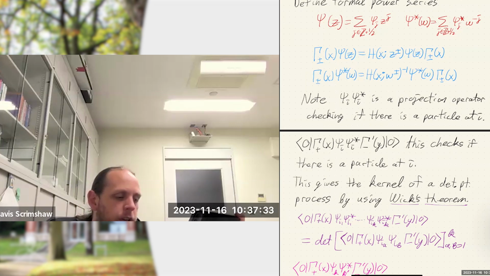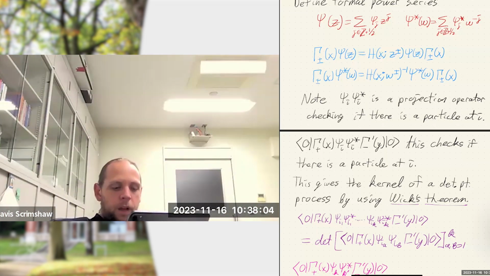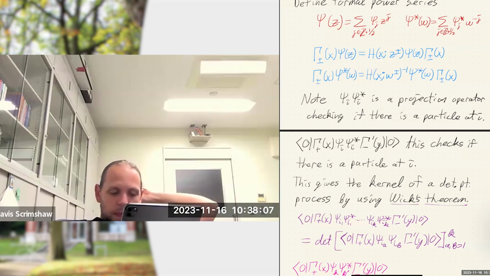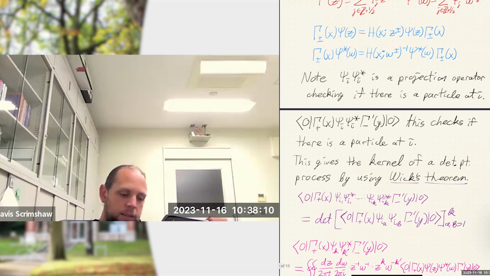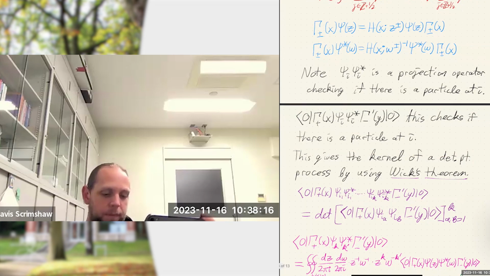Well, if we look at psi I with psi I star, what we end up with is a projection operator if there's a particle at site I. So if we apply this to any ket lambda, it is 0 unless there's a particle at site I, because it deletes a particle at site I and then adds it back in. If there is no such particle, then the psi I star would act by 0, and so the operator acts by 0. And so, as this says here, this formula is checking if there's a particle at site I.